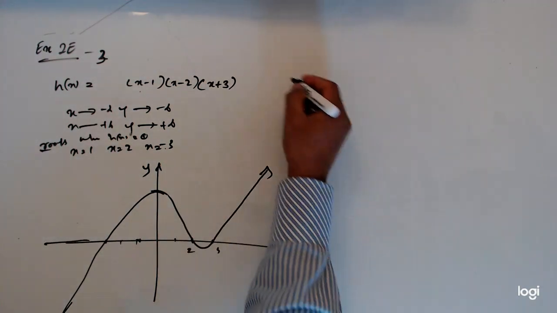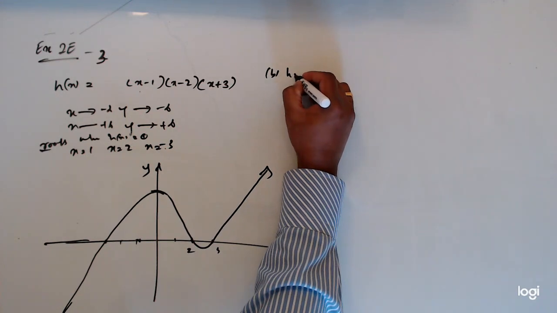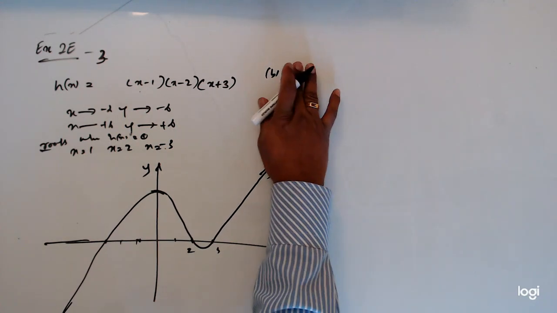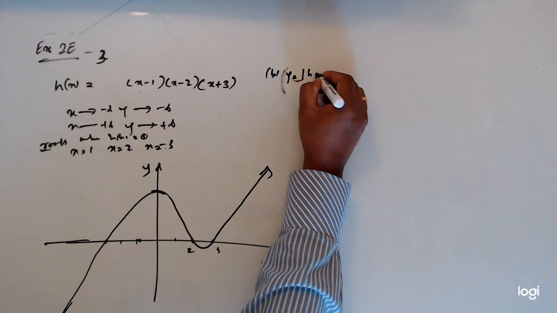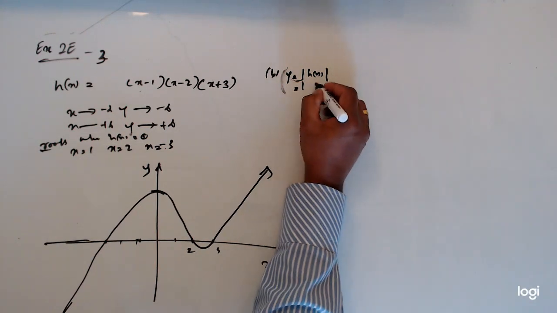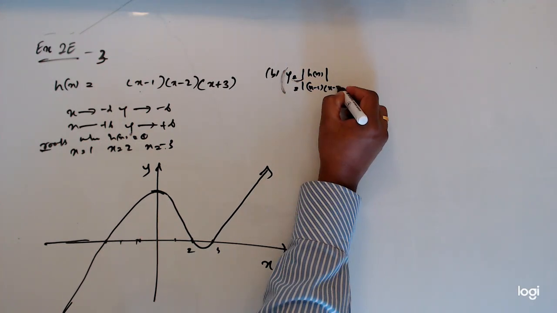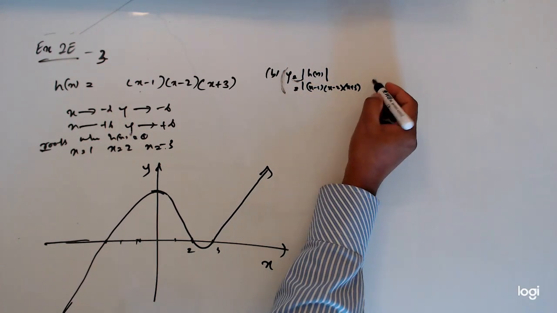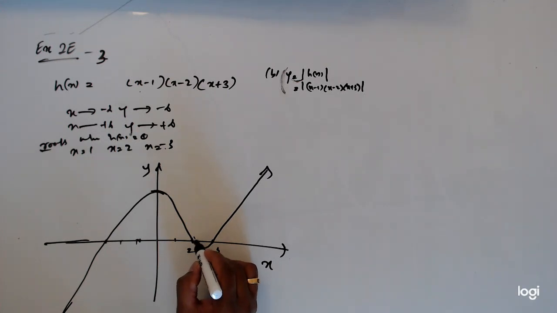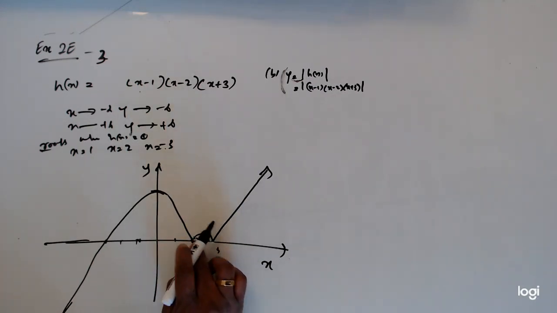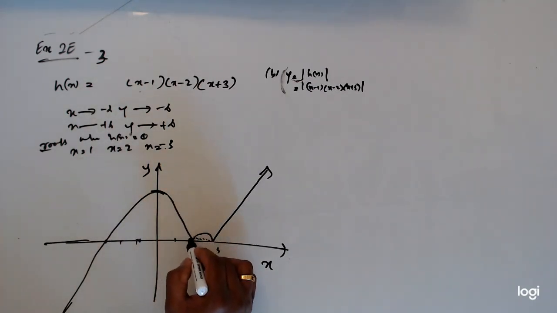Now we need to draw part B. h(x) equal y equal mod h(x), or mod (x minus 1)(x minus 2)(x plus 3). So we can do that. We want to get rid of all negative y values. For that, we have to bring a mirror here and leave it here. Then the mirror reflection of this part. And okay, this is fine, all y's are positive.